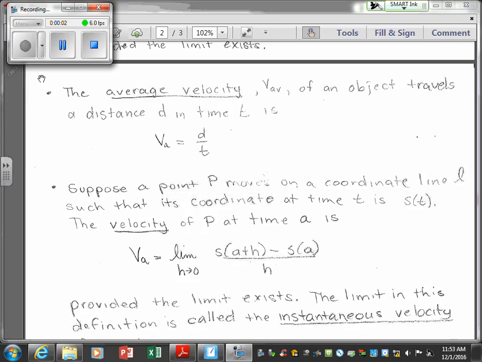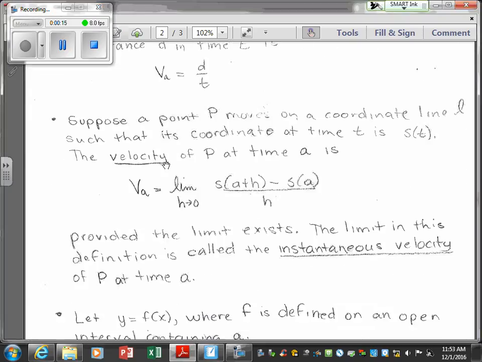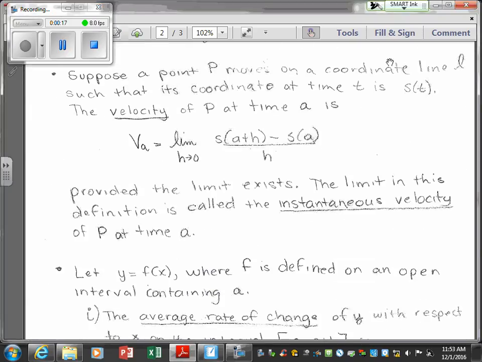Okay, the next thing we're going to move to is some application stuff. And so we have average velocity. These are just some definitions, so we're not going to spend a lot of time reading through this, but the velocity is the distance divided by the time. Suppose you have a point P on a coordinate line, then the velocity of P at time t can be defined by the limit of s of a plus h minus s of a, divided by h, as h approaches 0, provided the limit exists. This is called the instantaneous velocity of P at time a.